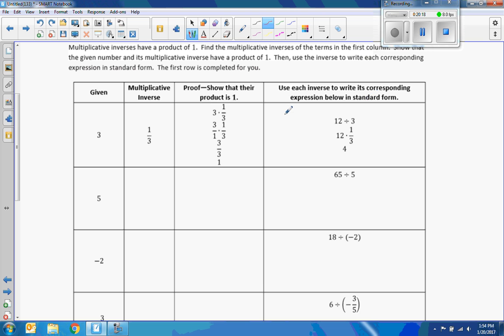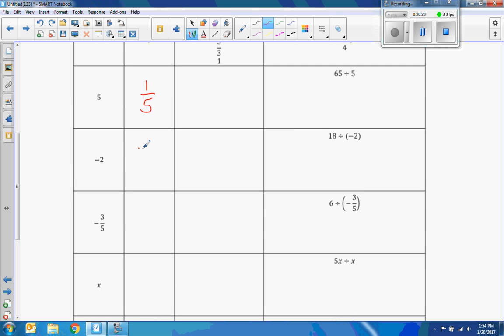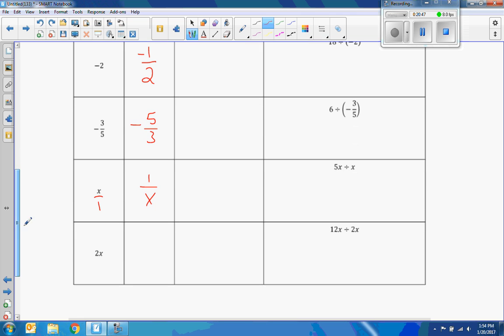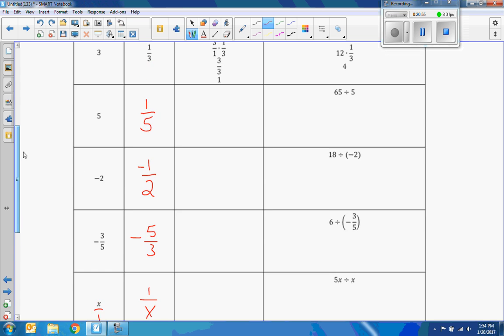Okay. So, multiplicative inverse of 5 is 1/5. The multiplicative inverse of negative 2 is negative 1/2. The multiplicative inverse of negative 3/5 is negative 5/3. The multiplicative inverse of x is 1 over x. Because it's a whole number, remember we think of x as over 1. So if you flip it, it's 1 over x. And finally 2x would be 1 over 2x. Okay? So that's that step.